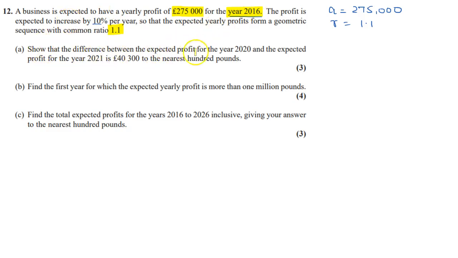Show that the difference between the expected profit for the year 2020 and 2021. So from 2016, which year will be which? That is the main point in this. You have to calculate. It started, the first profit was in 2016. Then 2017, 2018, 2019, 2020, 2021.